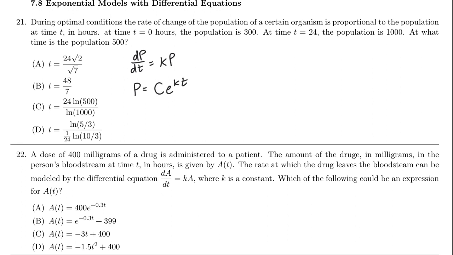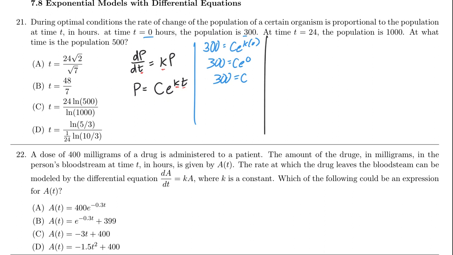This k and that k would be the same value if we knew what it was, and this variable always goes in the exponent there. Now they tell us a couple things. They tell us at time 0, the population is 300. So population is 300 when the time is 0. Doing some simplifying, that tells me C is 300. So now my equation is P equals 300 e to the kt.